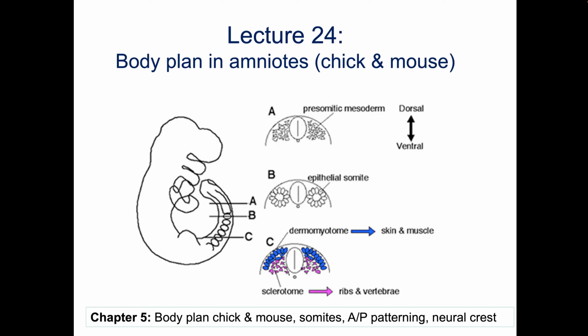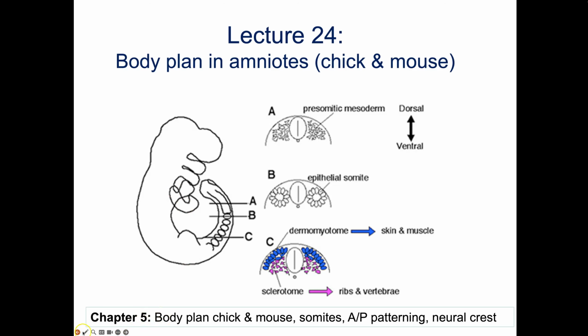This is the first preparation for lecture 24. So we're starting in on chapter 5. We're going to look at the body plan in the chick and mouse. This time, next lecture, we'll talk more about somites and neural crest and anterior-posterior patterning. So we'll take probably about 3 lectures to get through this section.